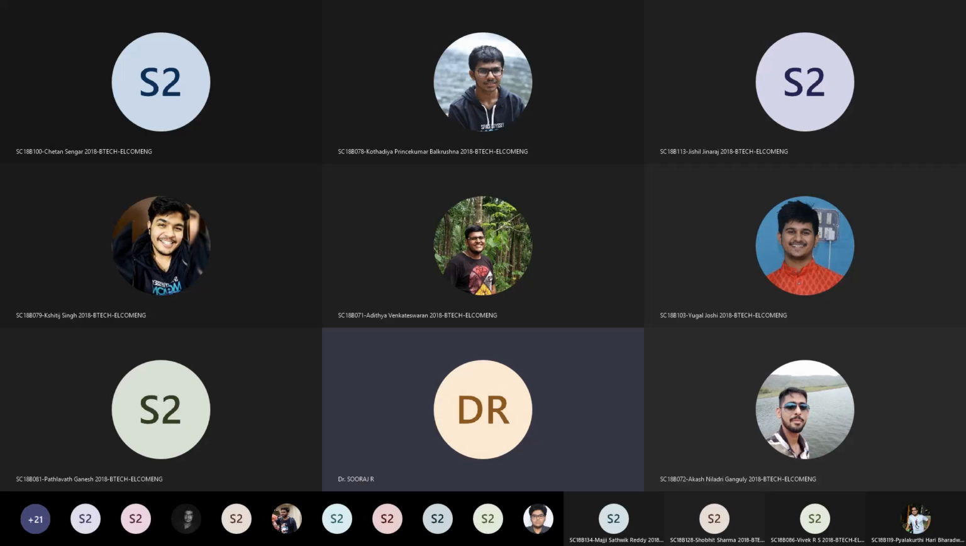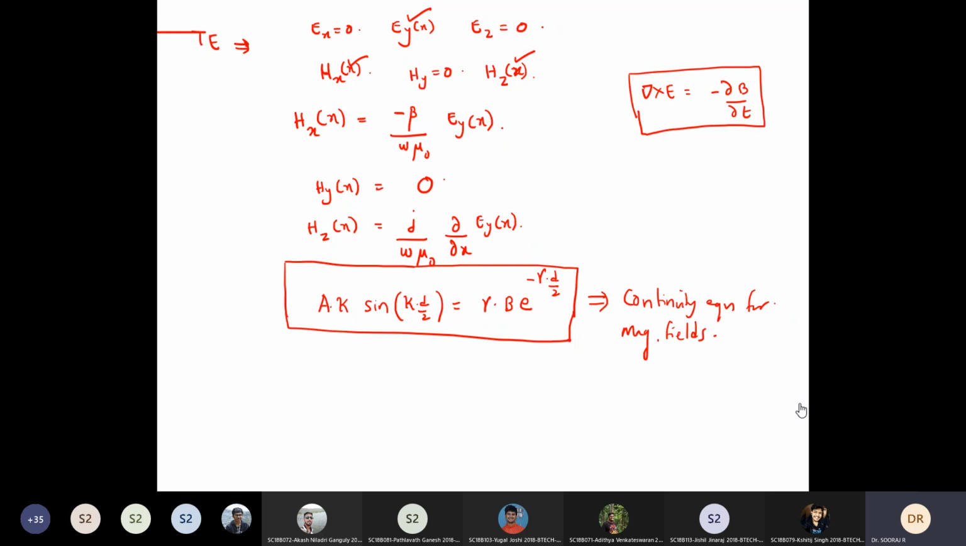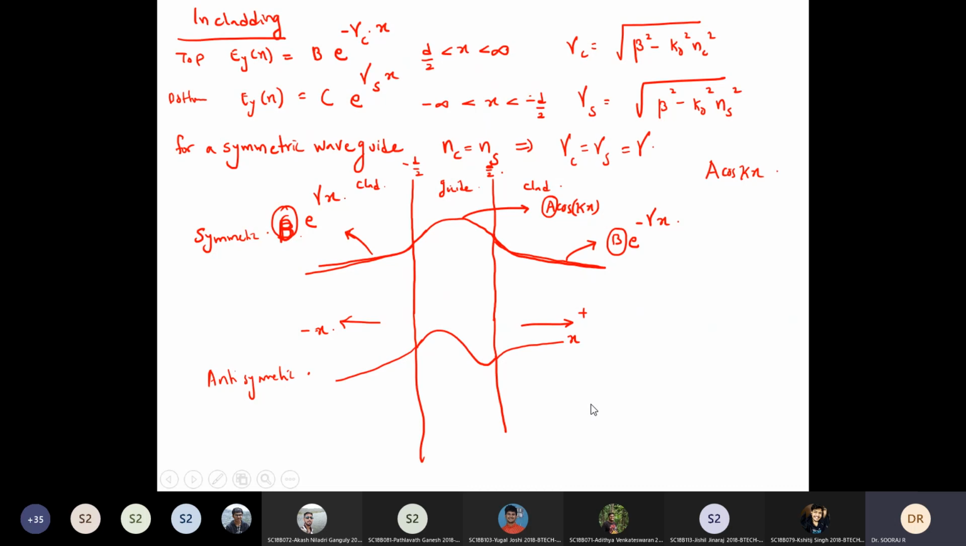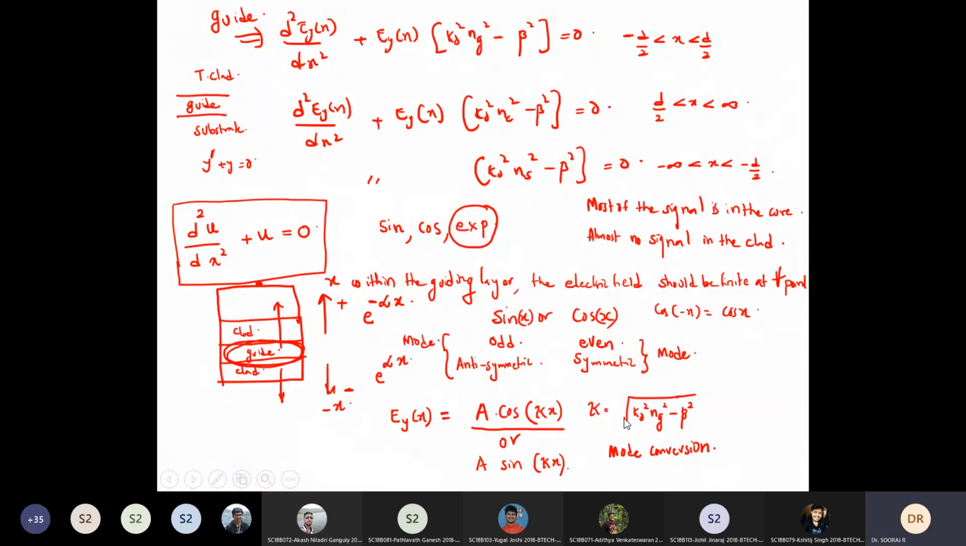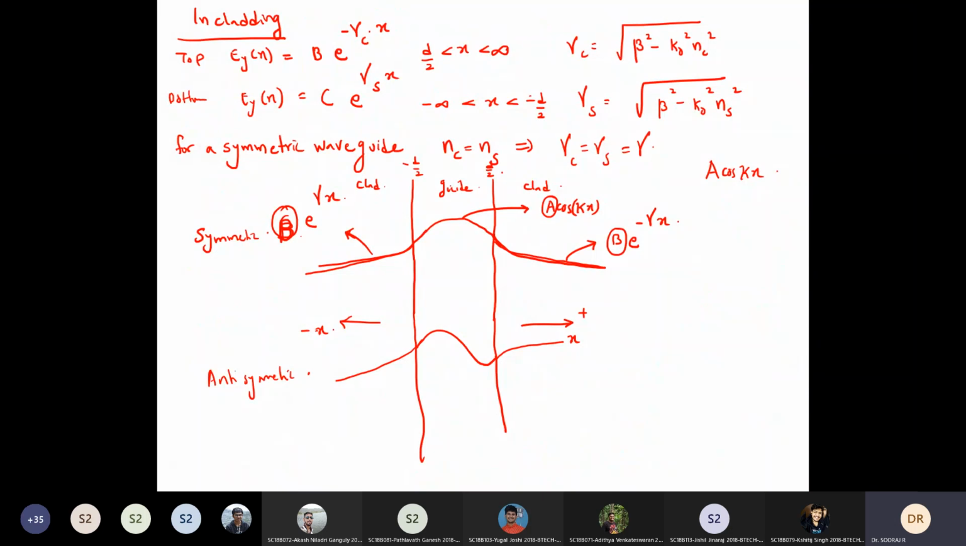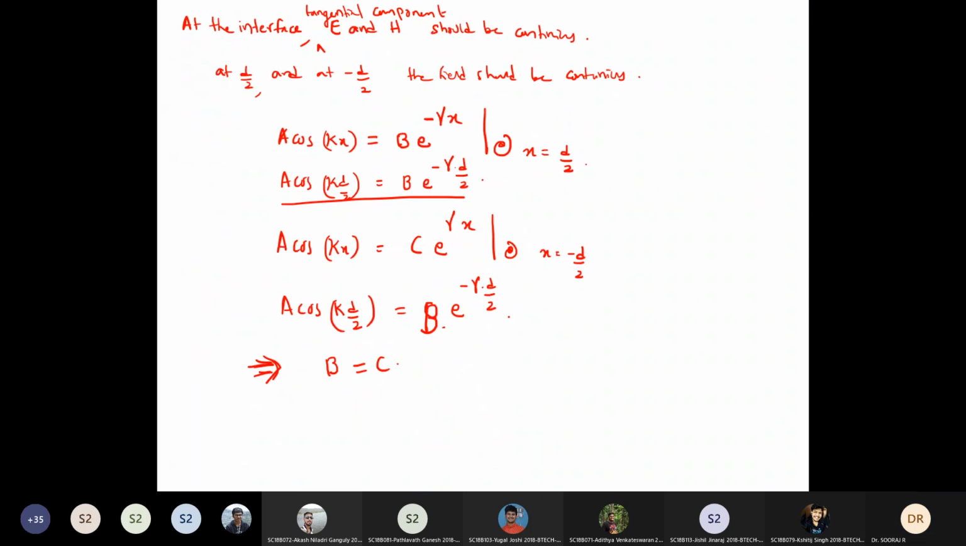of optical signals inside a planar waveguide. So we derived a particular equation for the electric field, which was written in this particular form. So A cos kappa d by 2 is equal to B into exponential minus gamma into d by 2. So this was the equation for the electric fields. This was the eigenvalue equation for the electric fields.